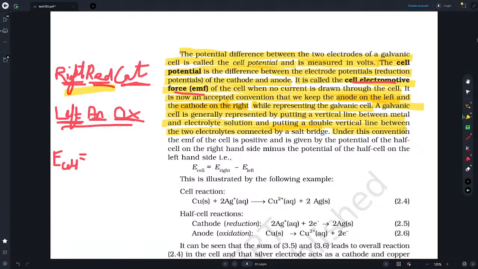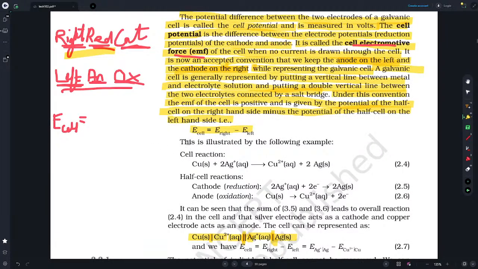Under this convention, the EMF of the cell is positive and is given by the potential of the half cell on the right-hand side minus the potential of the half cell on the left-hand side. The half cell on the right is the cathode, where reduction takes place, and the half cell on the left is where the anode is and where oxidation takes place. The E of the cell is the standard electrode potential on the right side minus the standard electrode potential on the left side. Take this with an example, the cell reaction.